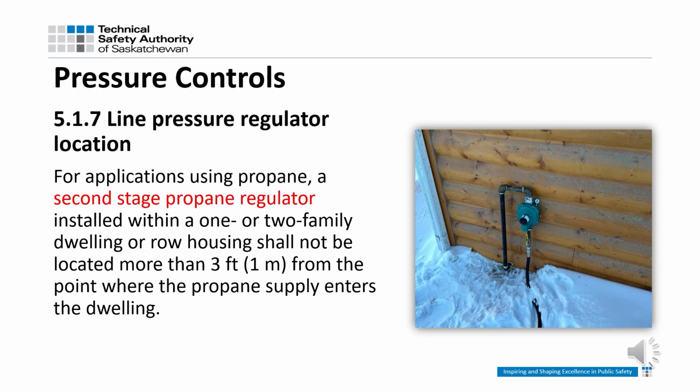The requirements for 5.1.7 are intended to apply to second stage propane pressure regulators installed within a one or two family dwelling or row housing, which shall not be located more than 3 feet from the point where the propane supply enters the dwelling. The 3 feet refers to the distance the propane service can enter the building before the second stage regulator must be installed. This is not a standard installation that you would see here in the province.